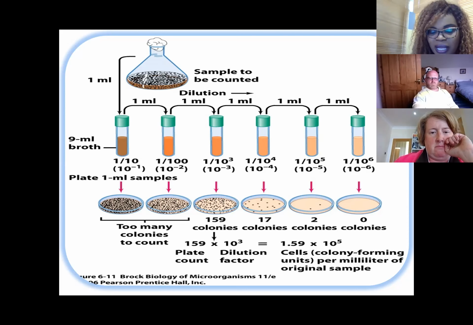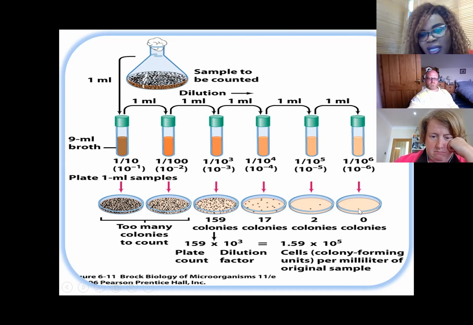So in this other example, I've put in 1 mil, so you don't need to multiply by 10. Looking at this now, you can see the first one is too much. You can't count this, too numerous to count. We only count between 30 and 300. Outside that, we do not count. 17, too few to count. 2, we cannot count. 0 does not mean there is no organism in there. It's just that we over-diluted it.